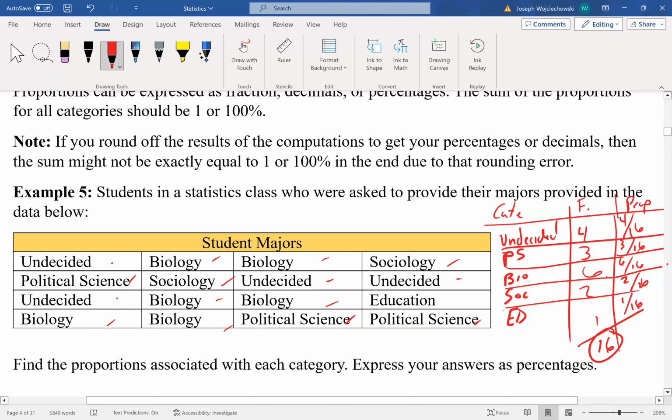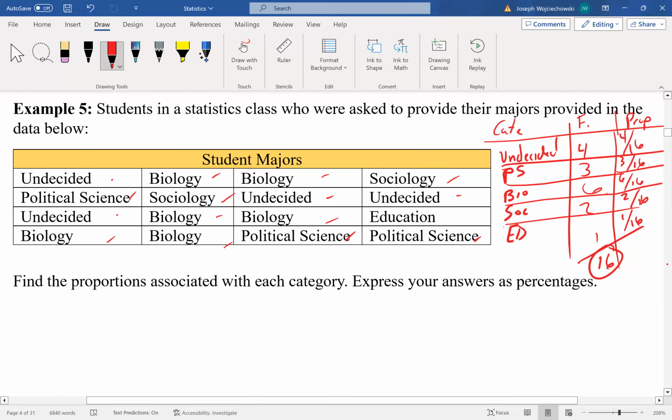Now you can use your calculator and turn those into decimals, then multiply that by 100 to get percentages. But at this point, why not just leave it as that simple fraction? And since everything's over 16, we have 4 plus 3 plus 6 plus 2 plus 1, which is 16. So it equals 16 over 16, which is 1.